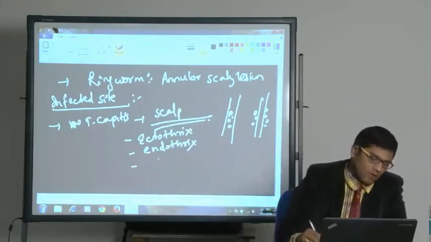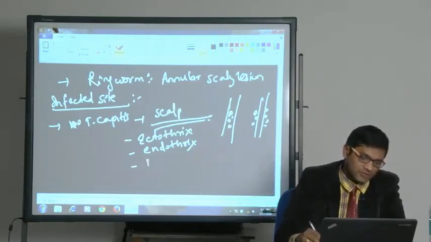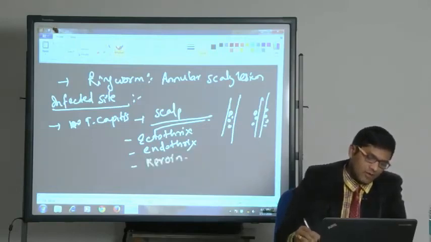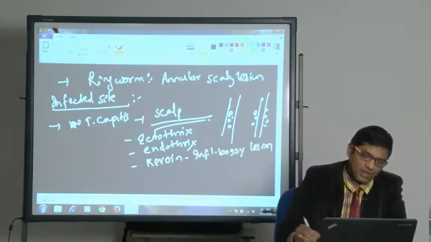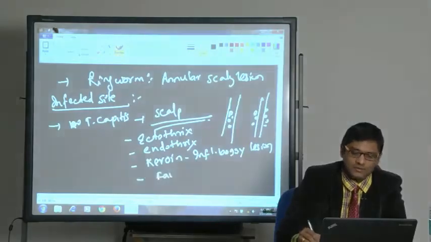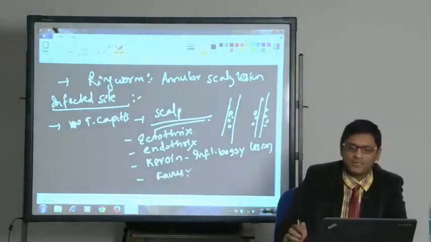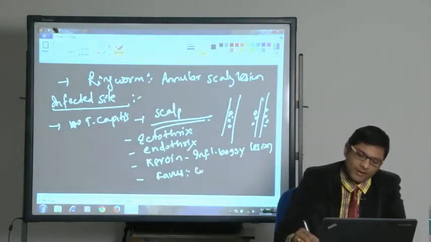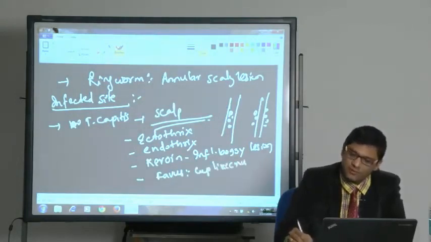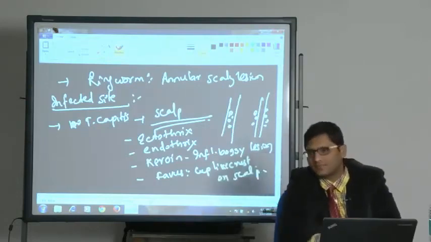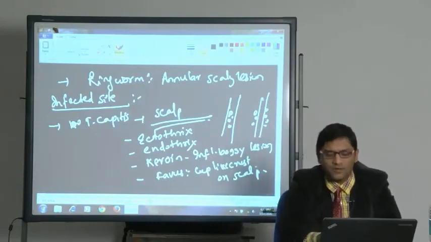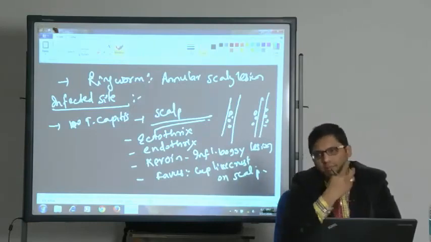Then boggy lesions can be produced, which are called kerion. Kerion is an inflammatory boggy lesion. Whereas favus is a cup-like crust formation on the scalp. So all these four are different varieties of Tinea capitis.